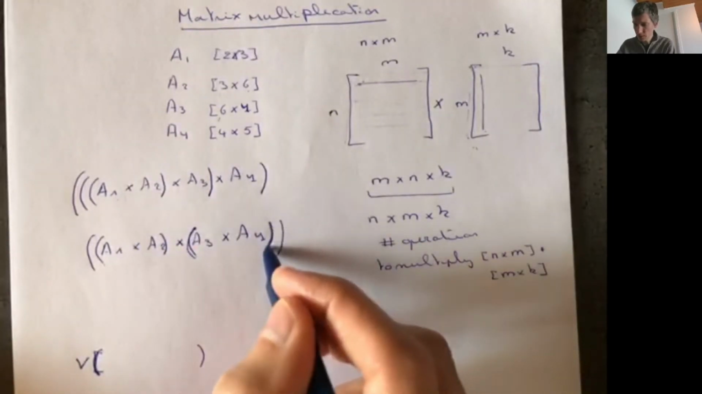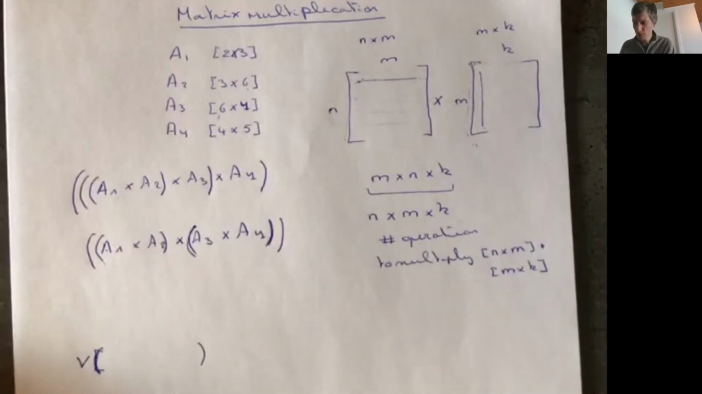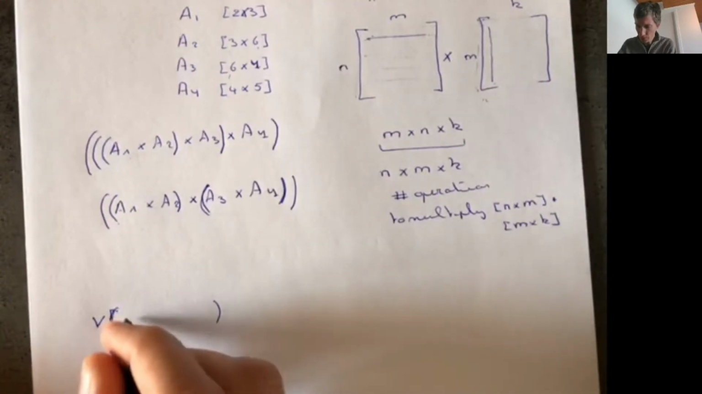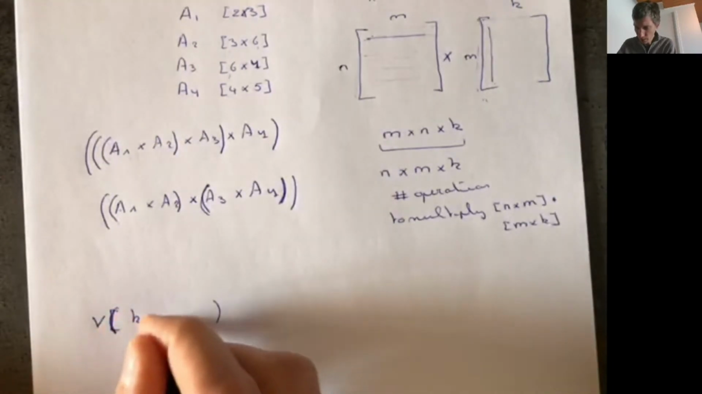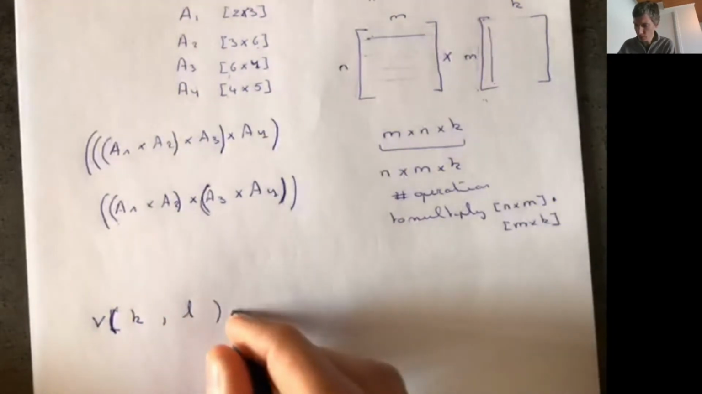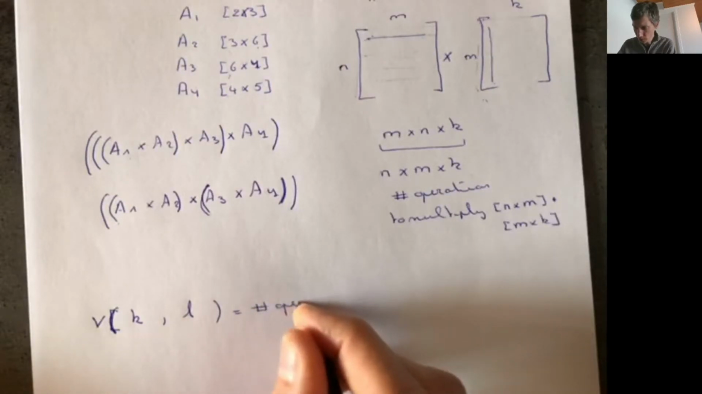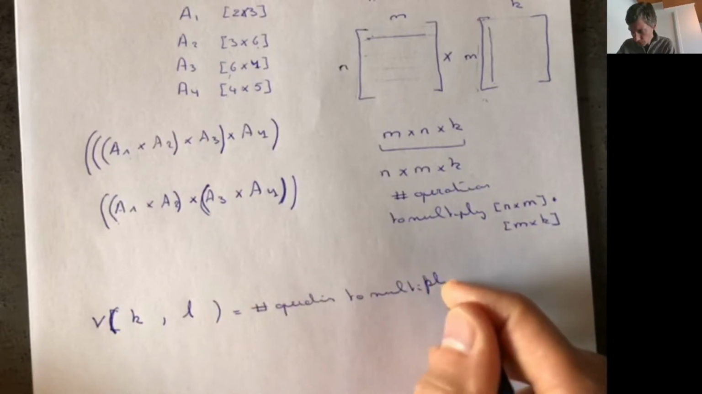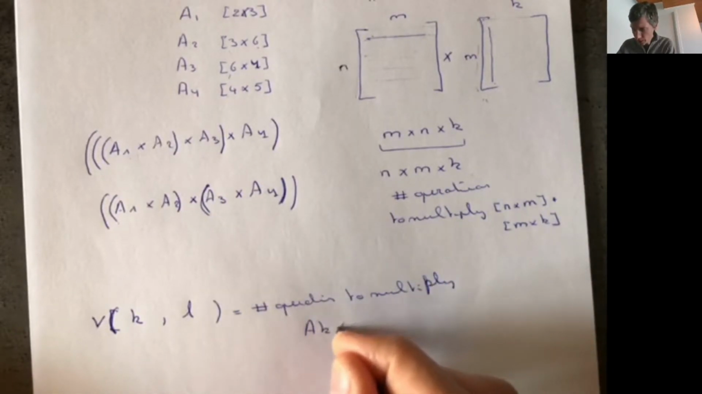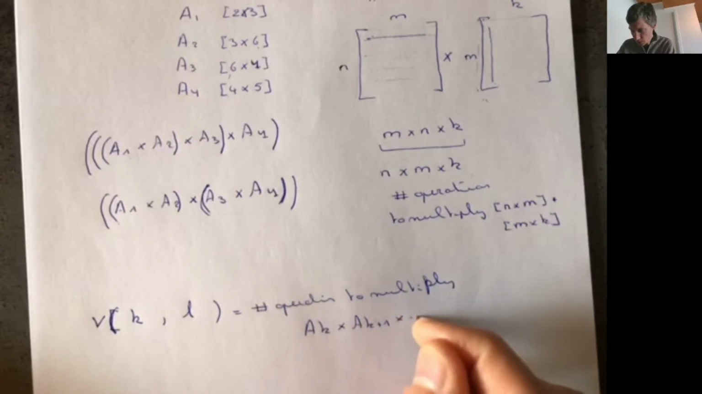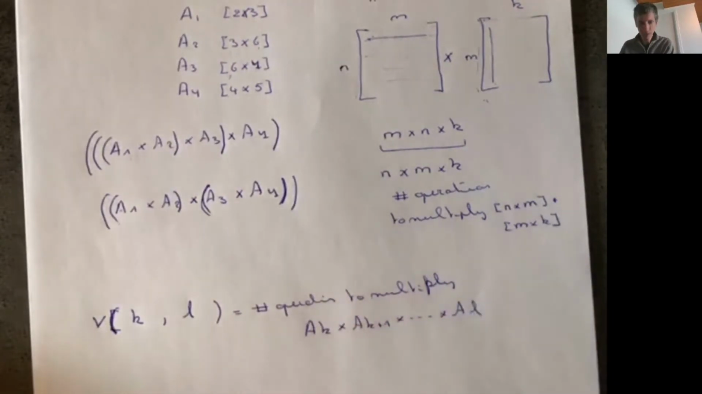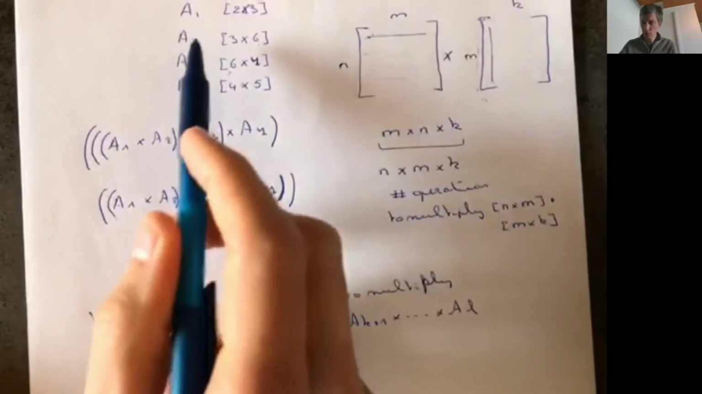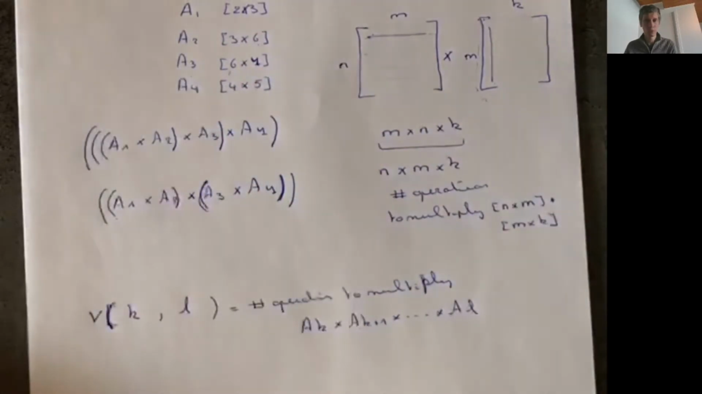Because we can consider different subsequences of multiplications. For example, if you want to compute the product from matrix K until matrix L, this will be the number of operations to multiply matrix AK times matrix AK plus 1 until matrix AL. So if you put K equal to 1 and L equal to 4, then we know A1 times A2 times A3 times A4.